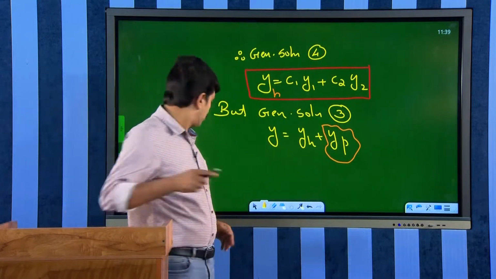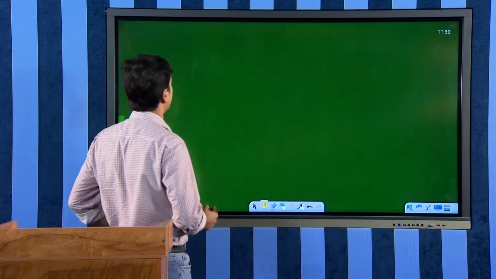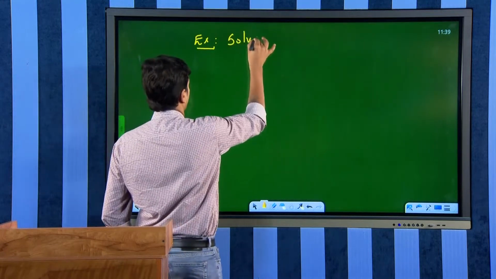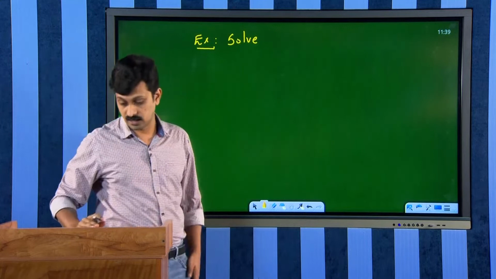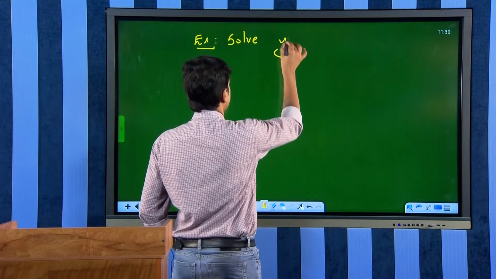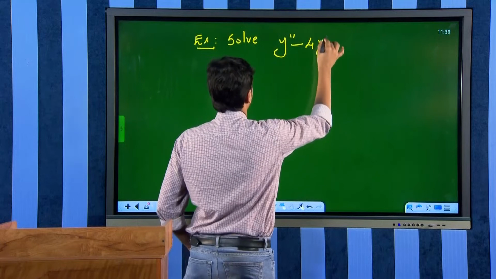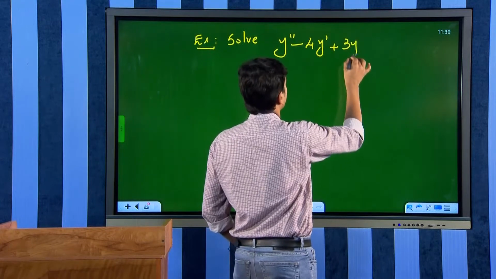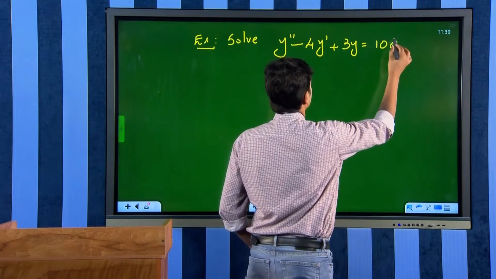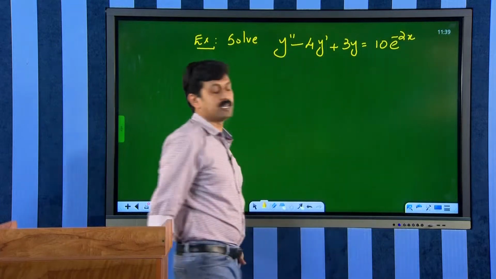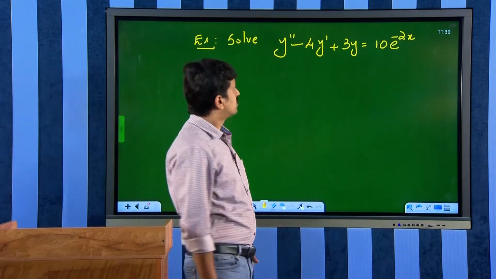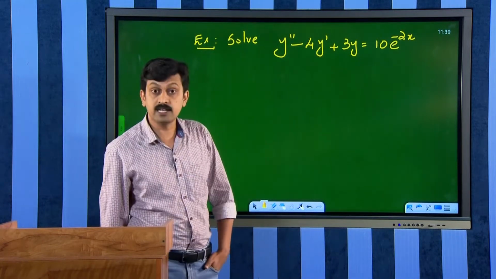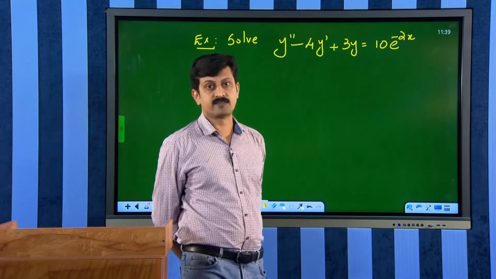Okay. I would like to invite your attention, students, to the next question. See an example. Solve the non-homogeneous differential equation y double dash minus 4y dash plus 3y is equal to 10 e raised to minus 2x. See, dear students, here we have a linear non-homogeneous equation with constant coefficients.